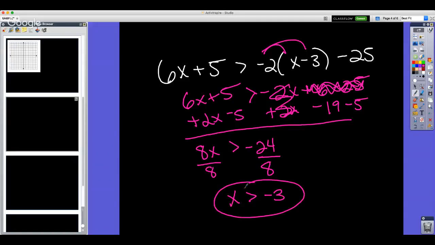So now when I divide by 8, x is greater than what? -3. Now, do I flip the sign here? No, only when it's negative. It is negative. Good, Maddie. The only time I do this is if 8 was negative, then I would have to flip it, okay?